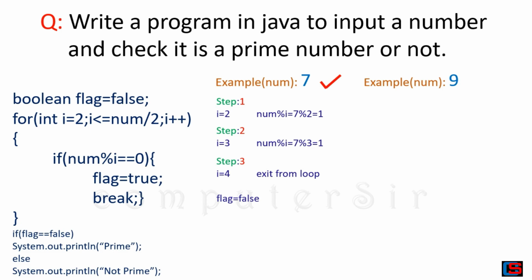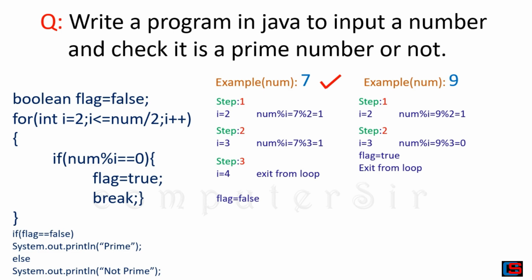Okay, now let's take another example. Suppose 9. Now the number entered by the user is 9. So in step 1, i is 2 and num is going to be divided by i, it means the number 9 is divided by 2, so the remainder is 1, so the flag remains false in this step. In step 2, i is increased and becomes 3, and num modulo i, it means 9 modulo 3, becomes 0, and as it becomes 0, the flag becomes true, and the break keyword is encountered and it terminates the loop and exits from the loop.